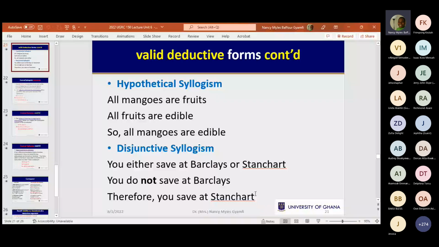Because of that troublesome set in the middle there, called the inclusive sense of disjunction, you cannot say, I say that Barclays or Stanchard. Barclays, therefore, not Stanchard. That will not be valid. I say it again. A or B. Then you say A has happened. Therefore, it cannot be B. That is not valid, too.